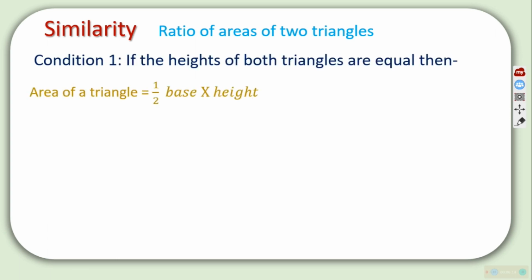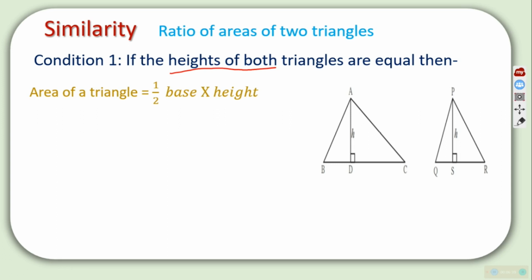Here we are going to get a condition. If the heights of both triangles are equal, then what will happen? That is the question. If heights are equal, what will happen? Then we have to write the formula same again, half base into height, and there are two triangles. Height of both triangles are equal.